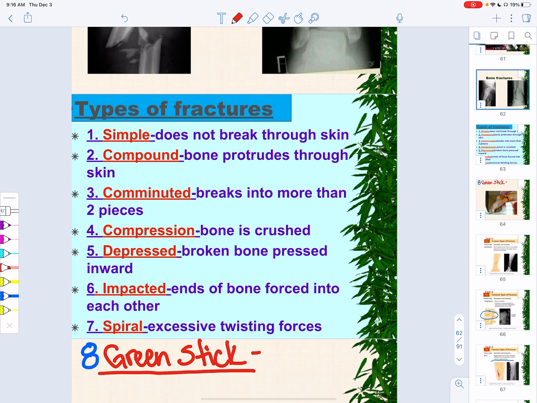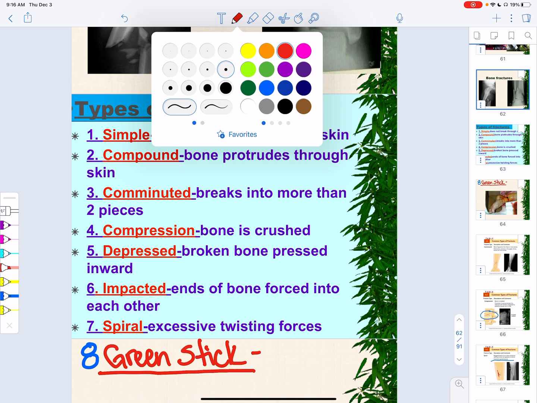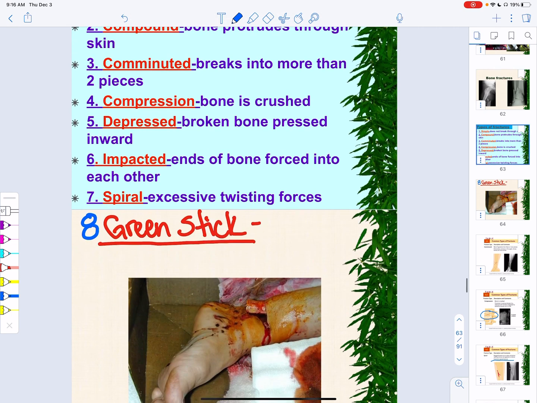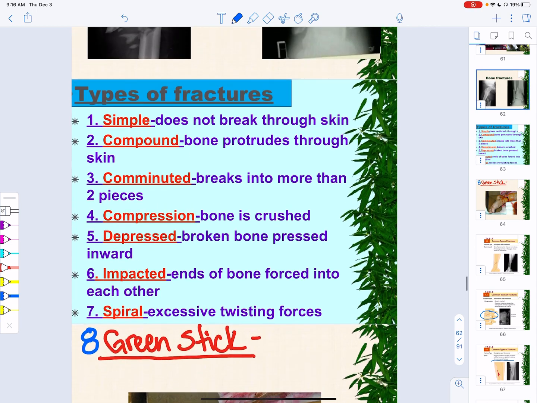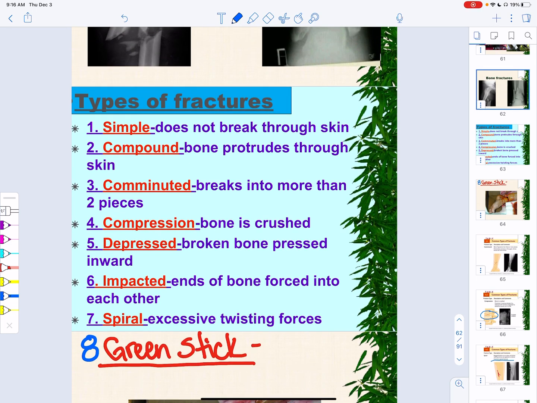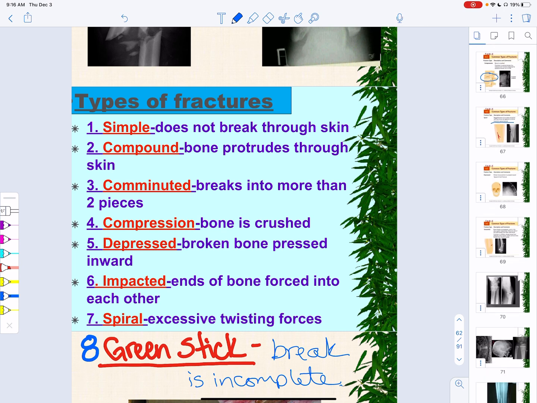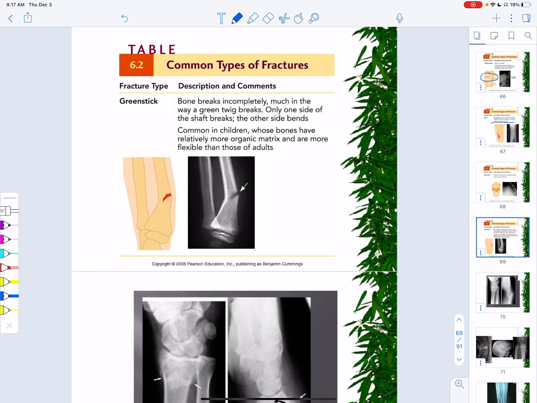All right, and that is underlined. And I'm going to go back to my blue, and I'm going to make my font a little smaller. Oh, what a bad picture to be right next to. Green stick is where the break is incomplete. All right, good. I'm glad I made that. Glad I found that. Let's go back to the green stick fracture now.